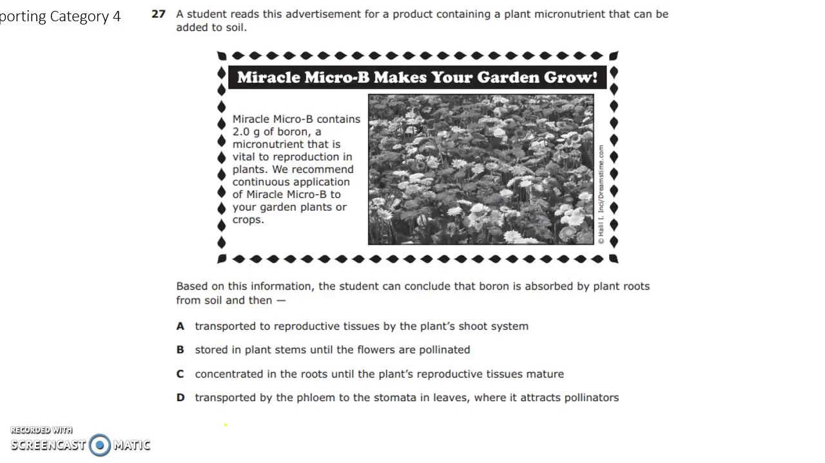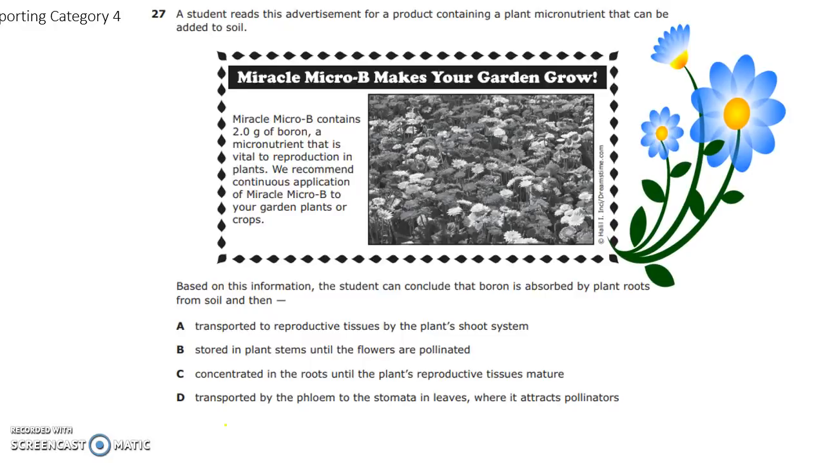Alright, here it gives you a little picture, and if you can't tell, those are flowers. So based on the information, a student can conclude that boron is absorbed by plant roots from the soil and then, like any other materials that are absorbed in the roots, especially minerals, it gets transported to the reproductive tissues by the plant's shoot system.